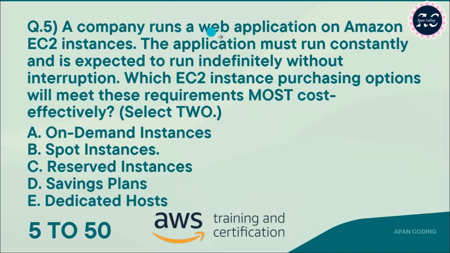A company runs a web application on Amazon EC2 instances. The application must run consistently and is expected to run indefinitely without interruption. Which EC2 instance purchasing option will meet these requirements most cost effectively? Select two options. So what will be the answer? The answer will be Dedicated Host and Reserved Instance. Yes, Reserved Instance.